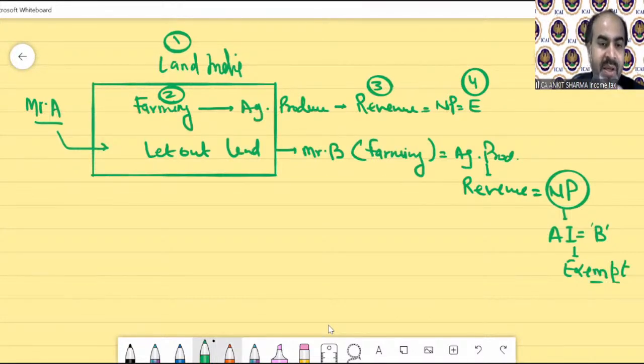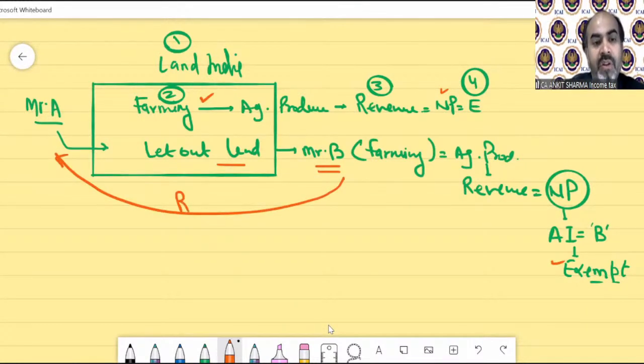So this is a normal case. There is nothing interesting. If you do your farming, in that case that profit is exempted. If you let out that property to someone else, now Mr. B's income will be treated as exempted income. But the new thing is this: Mr. B will pay rent to Mr. A for this let out property. So technically, Mr. A is not doing any farming activity. But if you let out your land for agricultural activity, then the rent you receive will also be treated as agricultural income. That's a very, very nice provision. So now Mr. A will be encouraged to let out his land for farming activities in comparison to other uses.